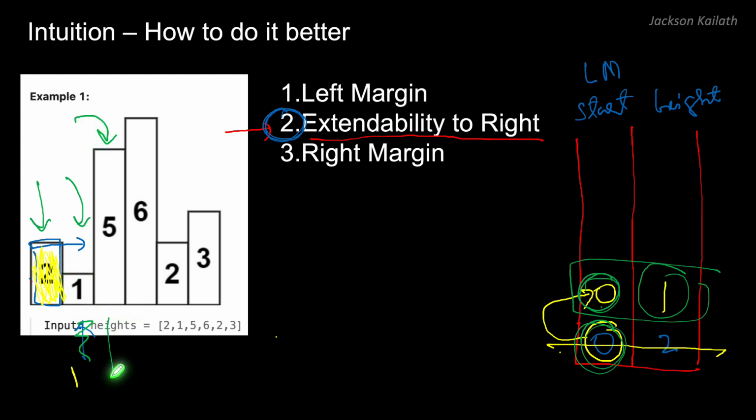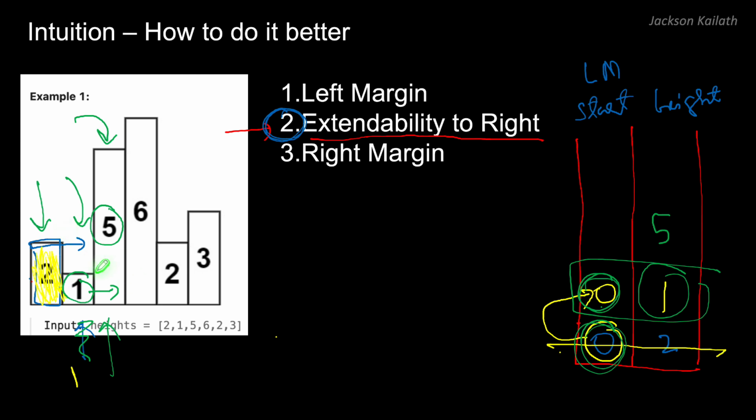The pointer is pointing to 5, and we would want to add this 5 to the stack. So we add it over here. Now, two things to think about. The first thing is, this one can be extended to the right because this value 5 is greater than 1. So we are not going to pop this from the stack. That's the first point.